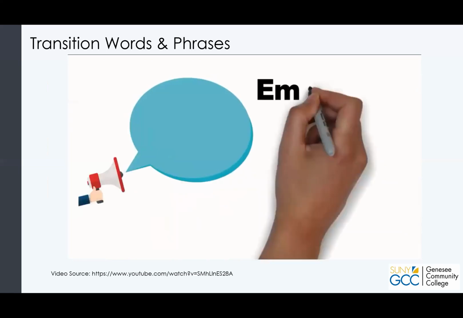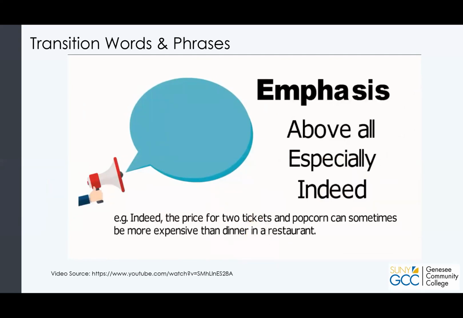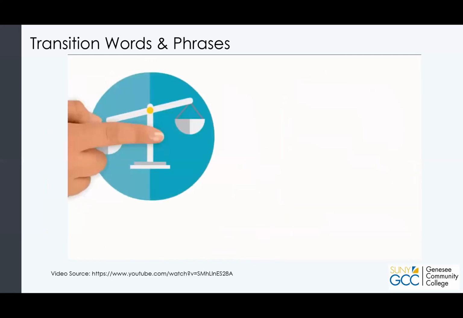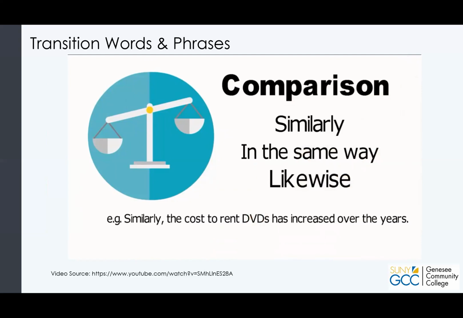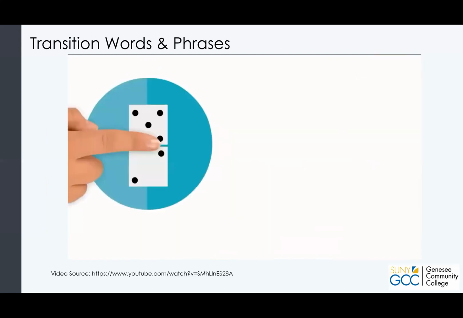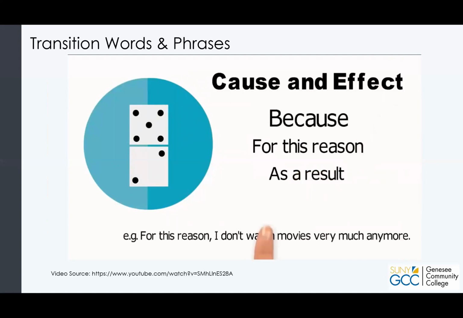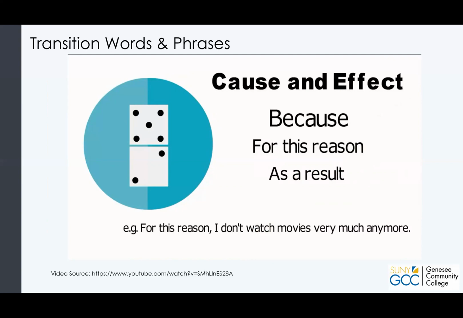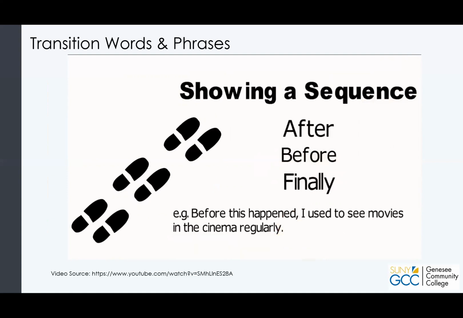For emphasis, use words such as above all, especially, or indeed. For example, indeed, the price for 2 tickets and popcorn can sometimes be more expensive than dinner in a restaurant. For comparison, use words such as similarly, in the same way, or likewise. For example, similarly, the cost to rent DVDs has increased over the years. For cause and effect, use words such as because, for this reason, as a result. For example, for this reason, I don't watch movies very much anymore. For showing a sequence, use words such as after, before, or finally. For example, before this happened, I used to see movies in the cinema regularly.